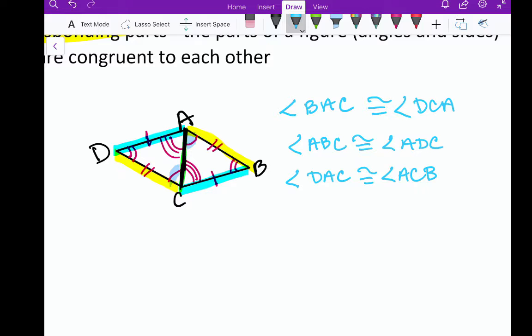So let's compare the letters. So it looks like B goes with D, A goes with C, and C goes with A. Now you see how these letters are repeated because they share a side. That's fine. So again, B goes with D. So if I call this triangle on the right side triangle BAC, kind of like I called this angle right here, then that triangle should be congruent to triangle DCA. BAC congruent to DCA.